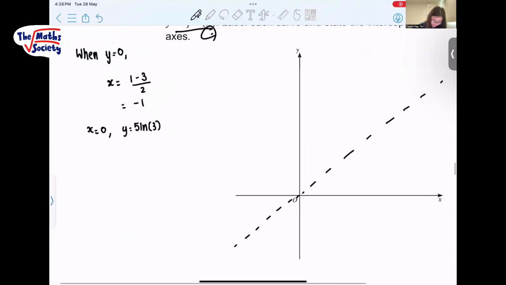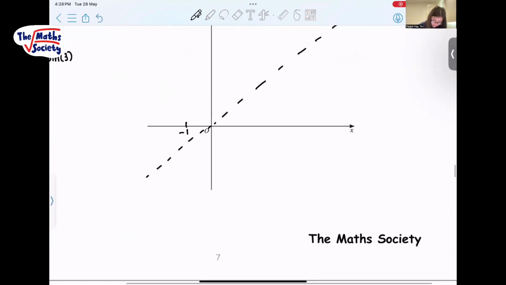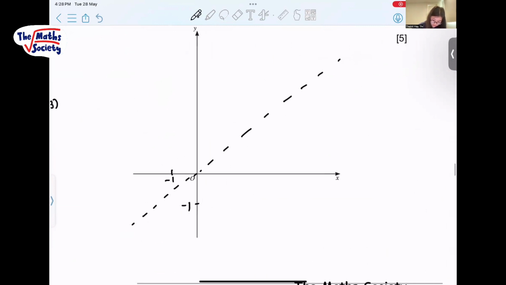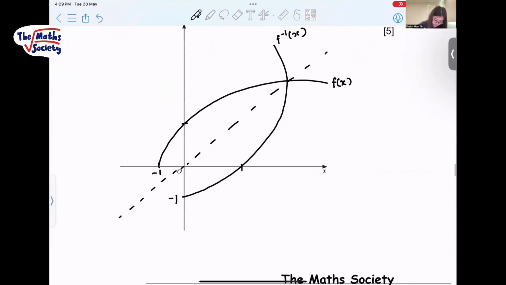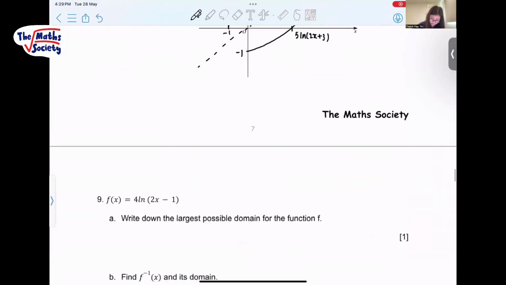There we know it's going to be at -1, -1, x -1. It's going to be like -1 for a different one. Then draw this, and this is going to be y equal to f of x. And then I just do this, and this y is equal to f inverse x. So you have here 5 ln 2x plus 3. There.